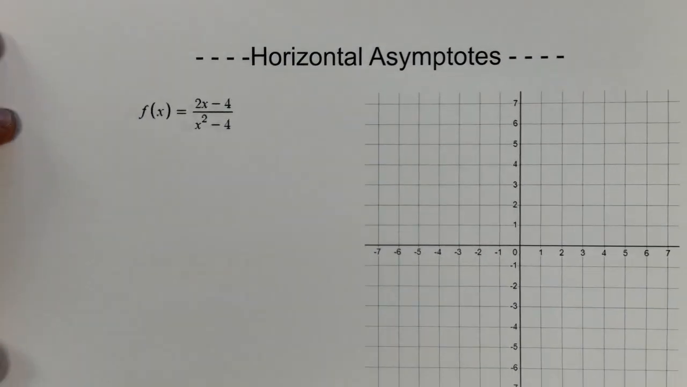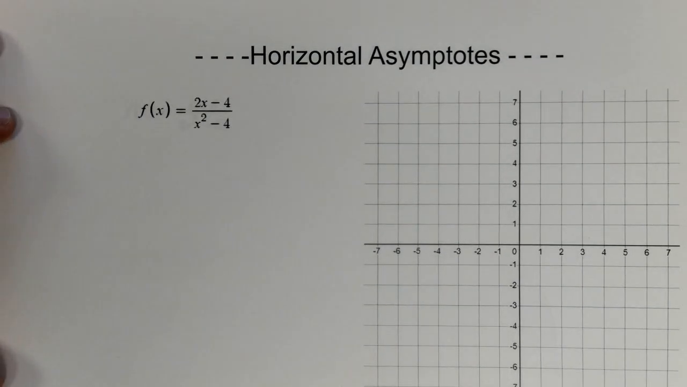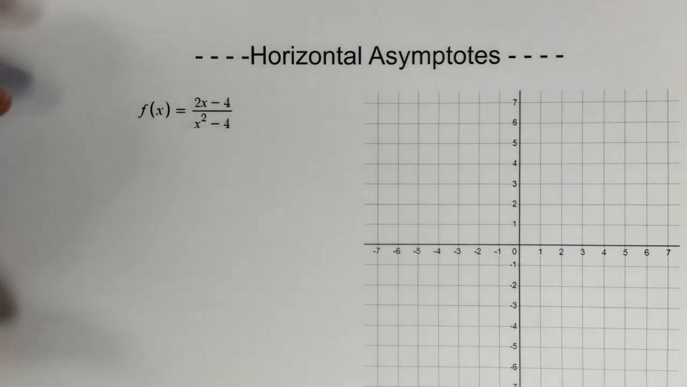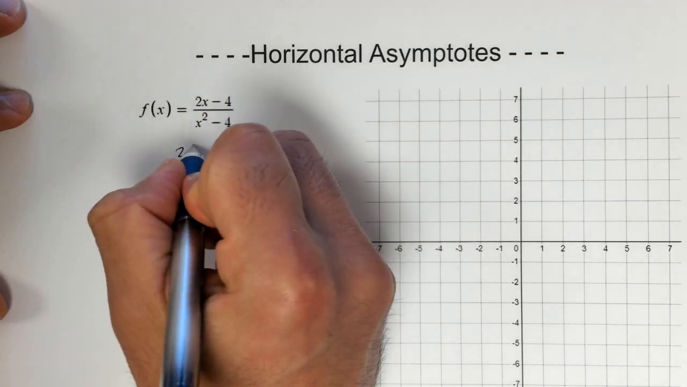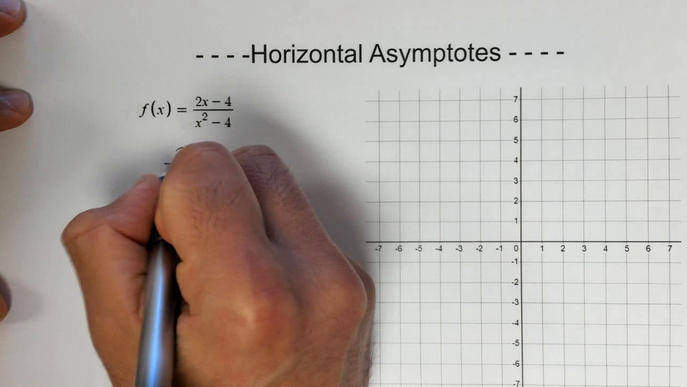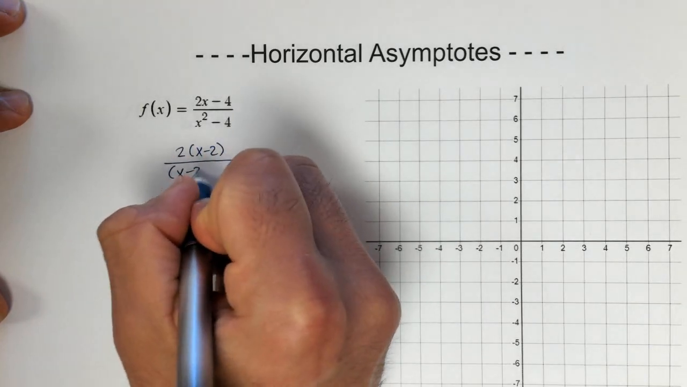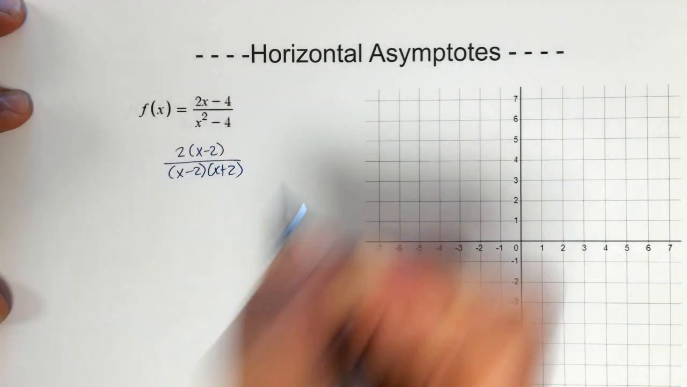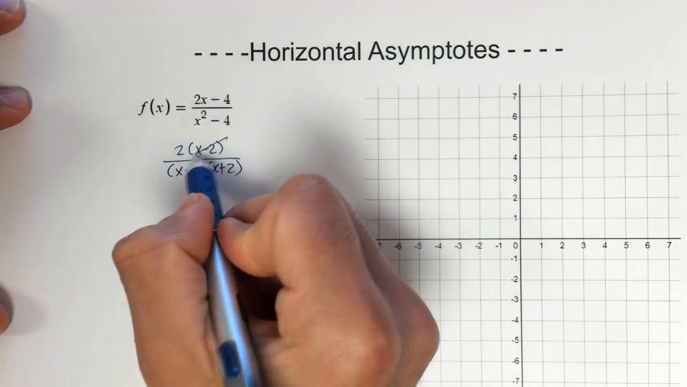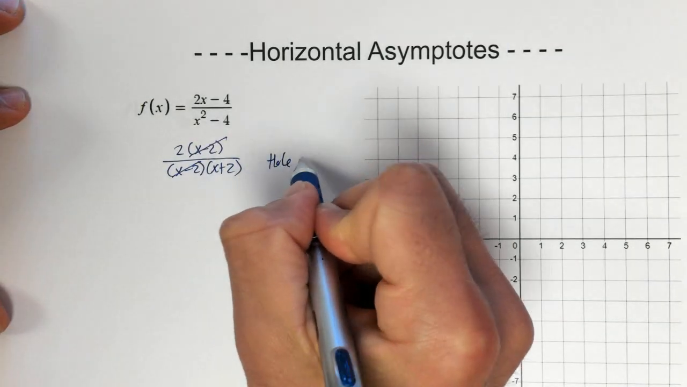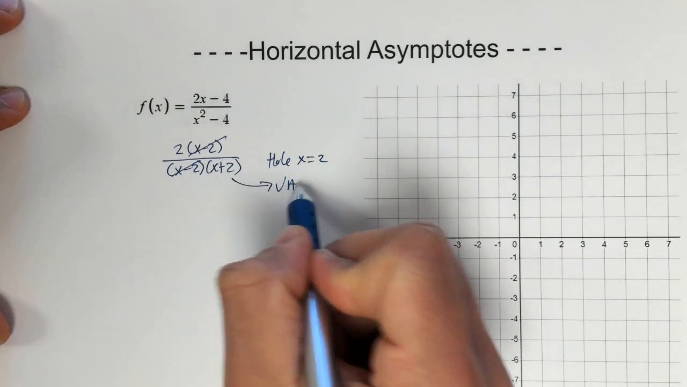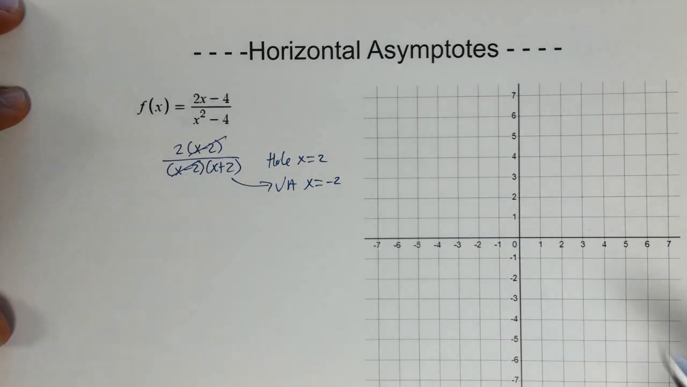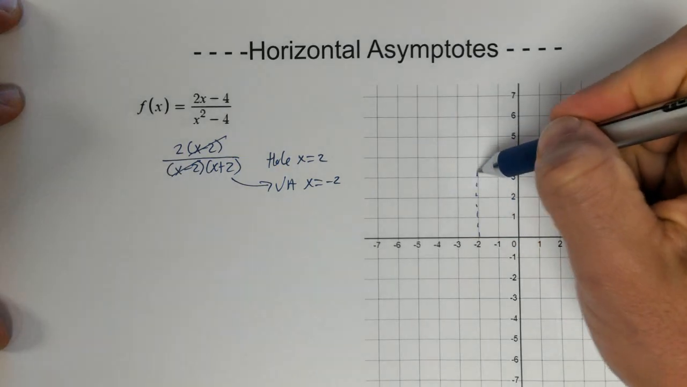I'm going to simplify the problem first, and then we can talk about what rule this is. So for rule number 2, we're going to compare the numerator and the denominator for exponents, but I'm going to first factor out a little bit. I can simplify by factoring out a 2. This turns into (x minus 2) divided by (x minus 2)(x plus 2). This lets me know that there's going to be a hole at x equals 2, and then my vertical asymptote will be at x equals -2. I have this sort of picture going.